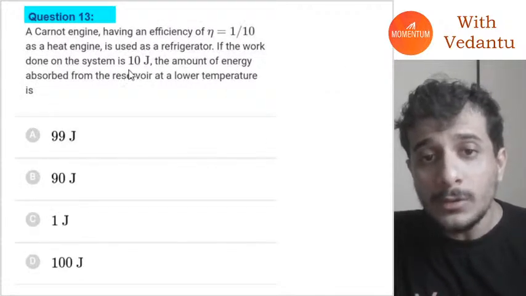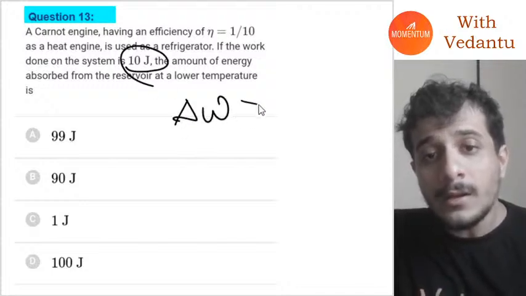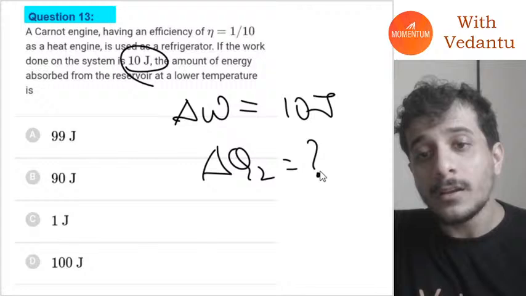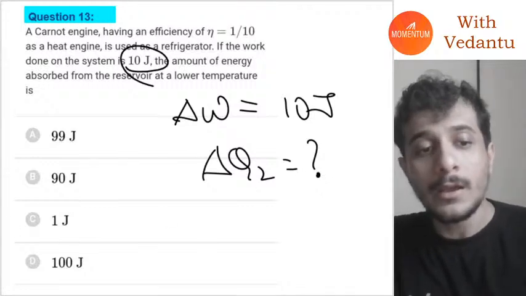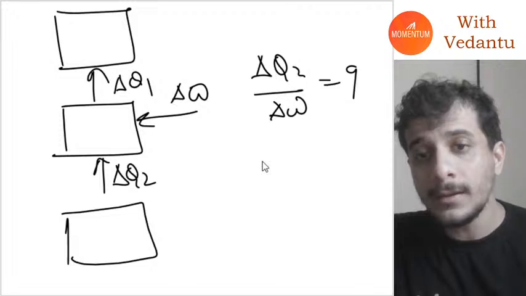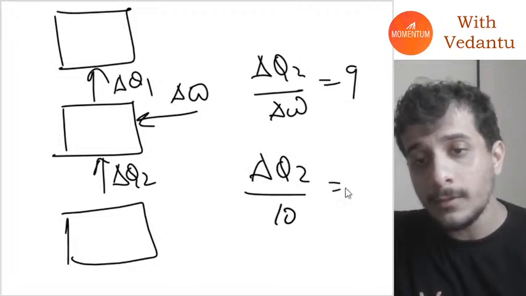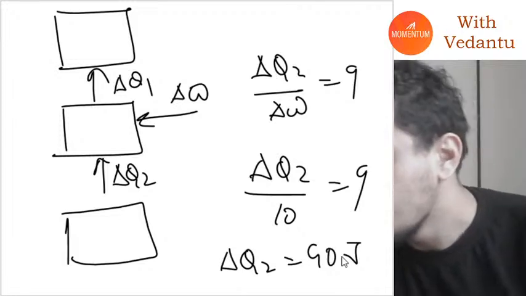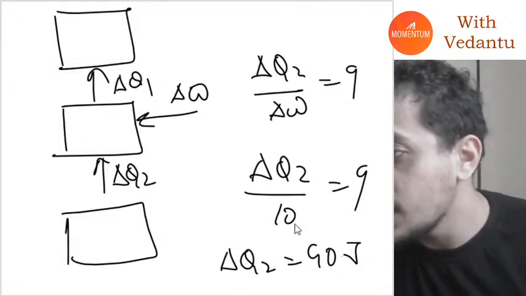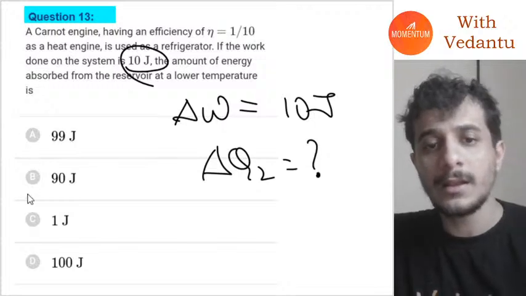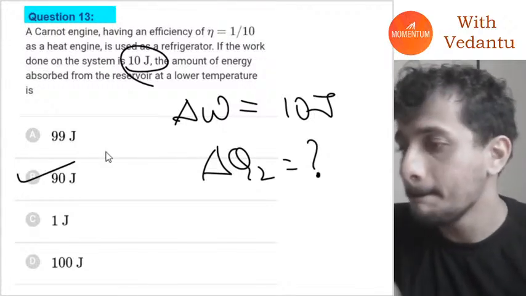Now, according to the question, the work done is given as 10 joules. You have to find the energy taken out of the reservoir. So substitute that here. I will get delta Q2 by 10 is equal to 9, which gives me delta Q2 is equal to 90 joules. Which gives me the correct answer, option B.